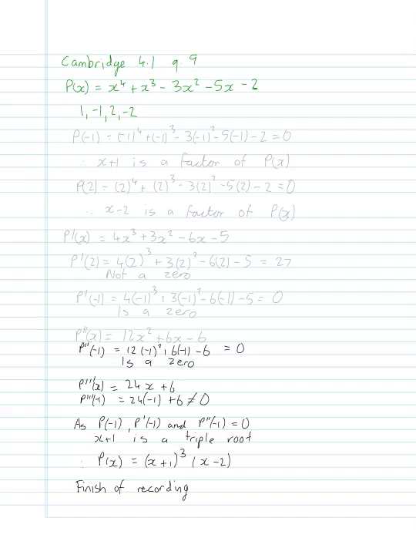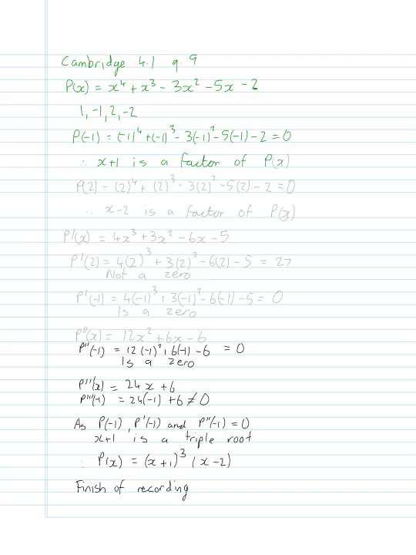You would guess and check those. To substitute in p(-1), you get (-1)^4 plus (-1)^3 minus 3 times (-1)^2 minus 5 times (-1) minus 2, and all of that adds up to 0. Using the factor theorem, that means that minus 1 is a root, and therefore x plus 1 is a factor of p(x).